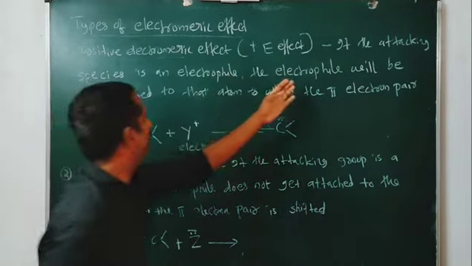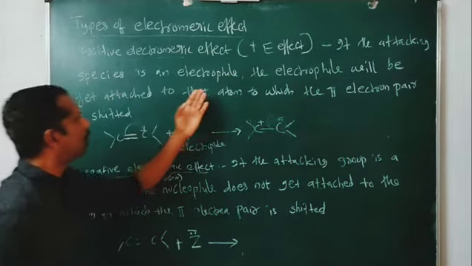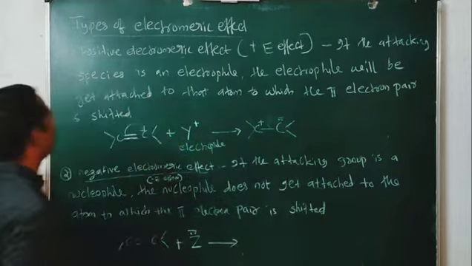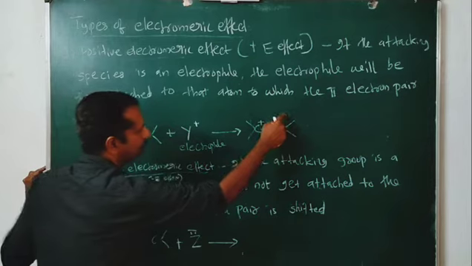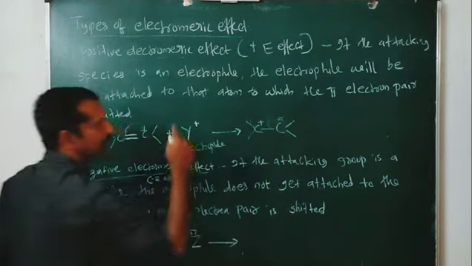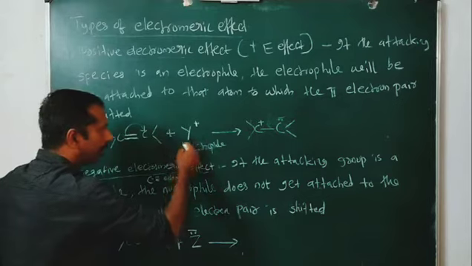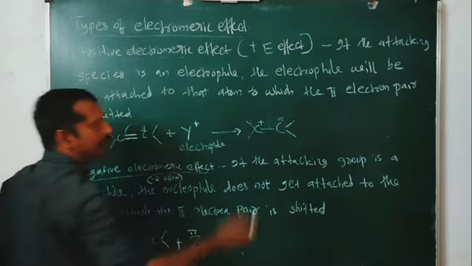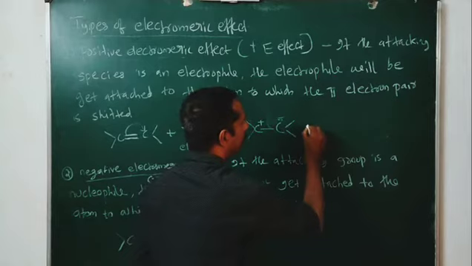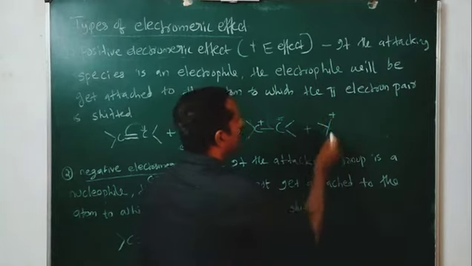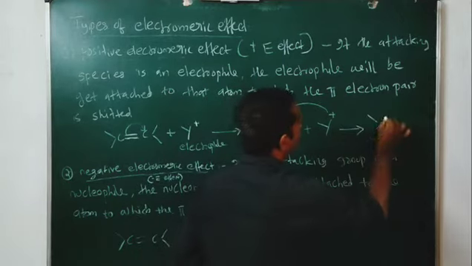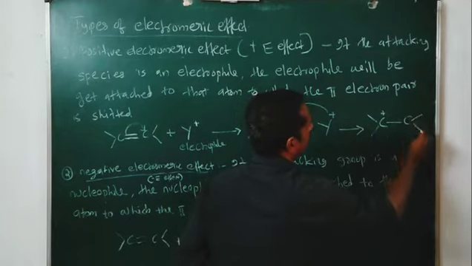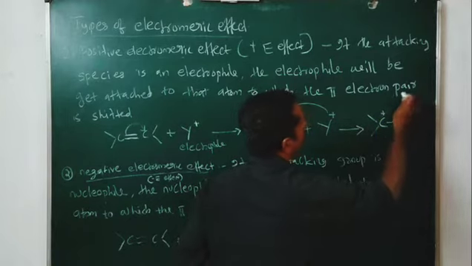The electrophile will get attached to that atom to which the pi electron pair is shifted. We can see that the pi electron pair is shifted to this carbon, and that means this carbon is negatively charged. Of course, the positive reagent will attack at the negatively charged carbon. Now, at this stage, what will happen? Our Y plus, this is our electrophile. This electrophile will attack on this carbon, and we get a structure like this, C, and here it is a positive charge, and here it is C, and here it will become Y.